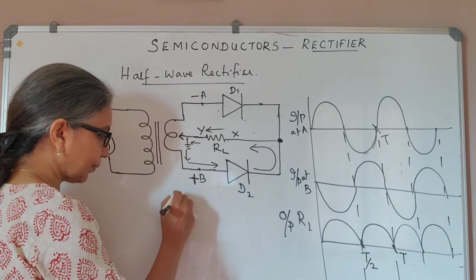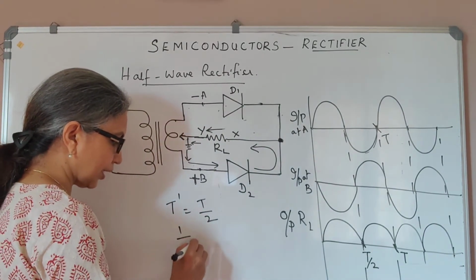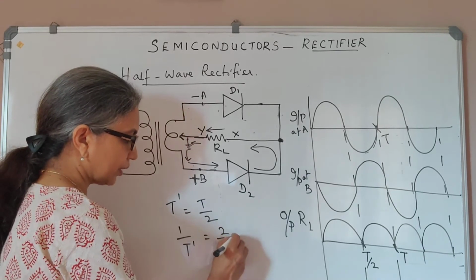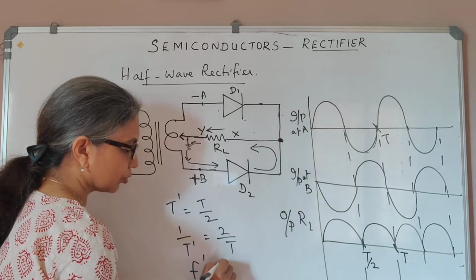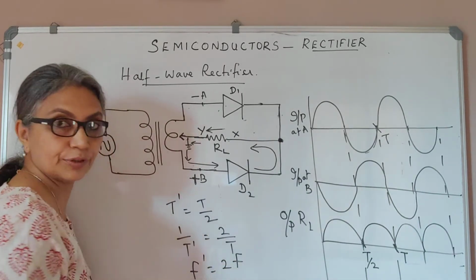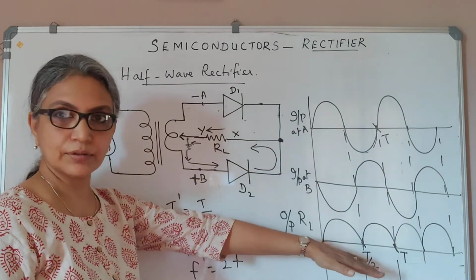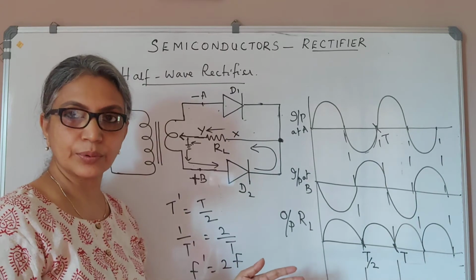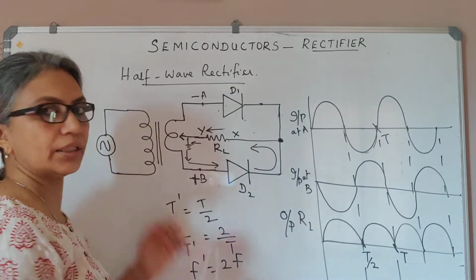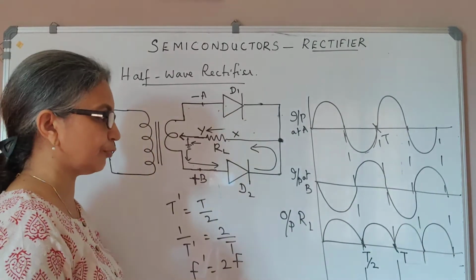So the new time period here is T by 2, or 1 by T dash is 2 by T, or frequency f dash is equal to 2 times the original frequency. So please understand that when you come to a full wave rectifier, the frequency is doubled. In a half wave rectifier, it remains the same as the input supply. Okay, so this is the working of a half wave rectifier.